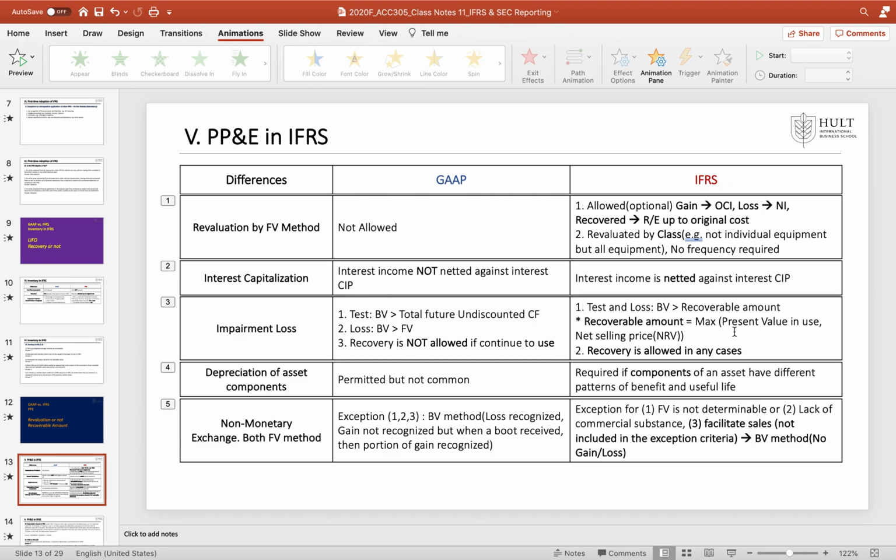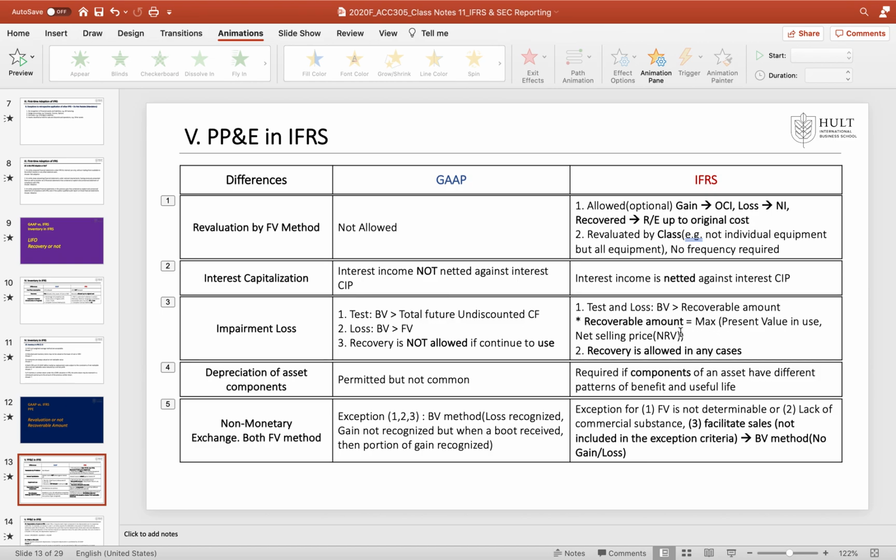But IFRS has a slightly more complicated procedure than GAAP. Except for the complicated calculation, the test and the loss are the same procedure, which is whether the book value is greater than the recoverable amount. So measuring recoverability is the point in IFRS to determine impairment loss. Recoverable amount is the max of the present value in use and net selling price. This present value in use means the discounted future cash flow, compared with undiscounted future cash flow under GAAP.